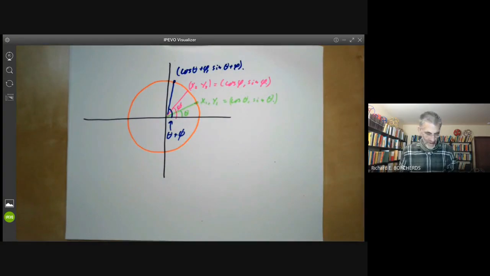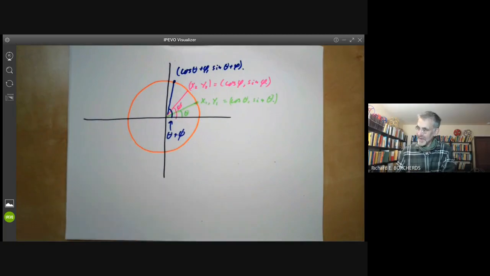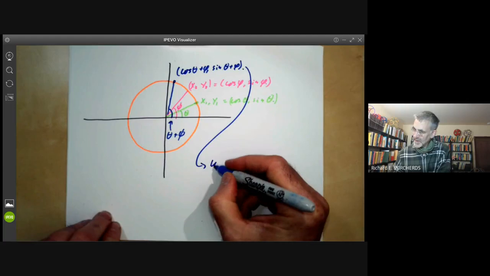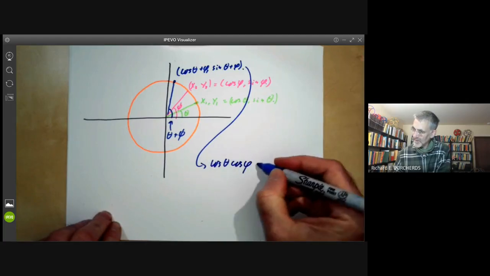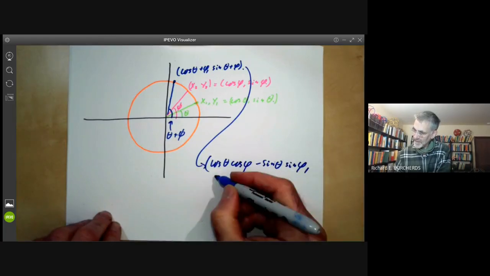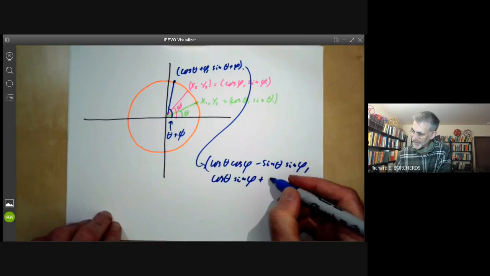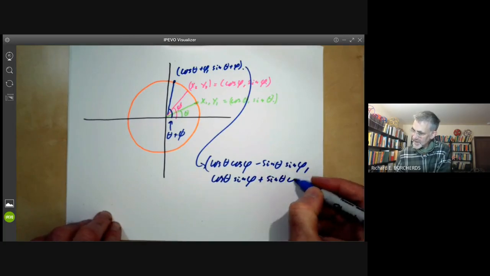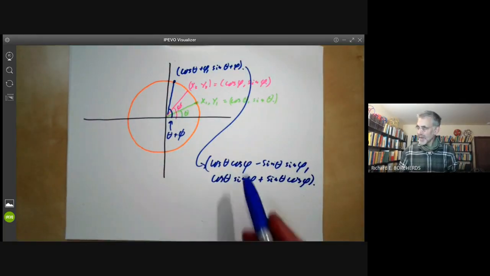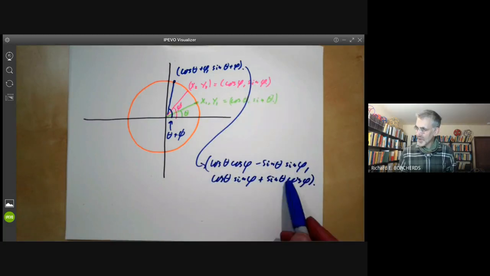And now we can use the formulas for the sum of two angles. So this root here will just be cosine theta cosine phi minus sine theta sine phi. And then we have cosine theta sine phi plus sine theta cosine phi. And now what you notice from this is that if all these numbers here are rational, then these numbers here are also rational.